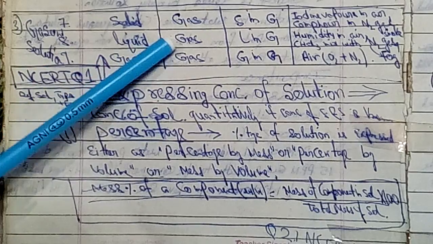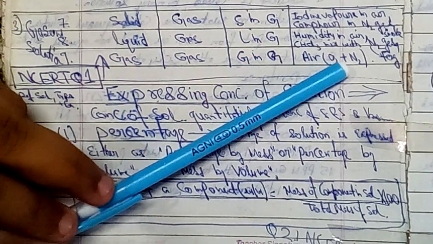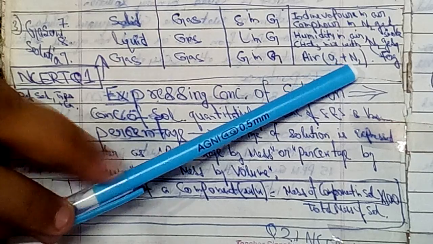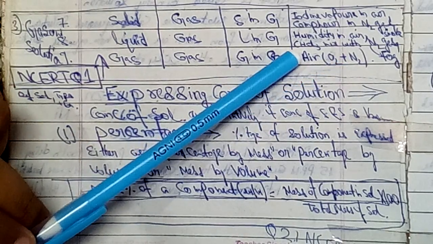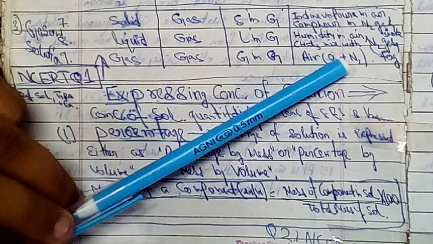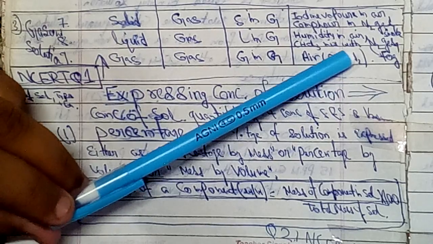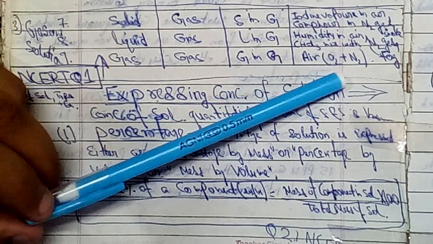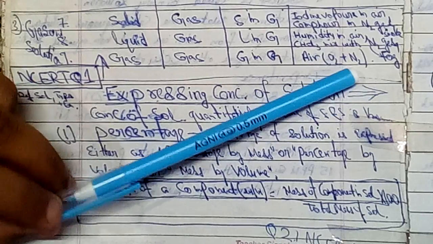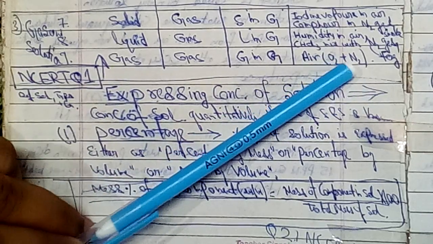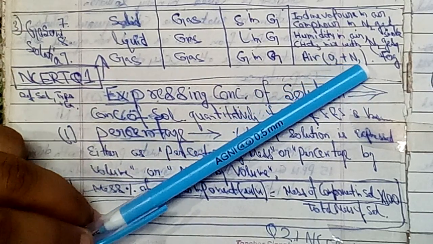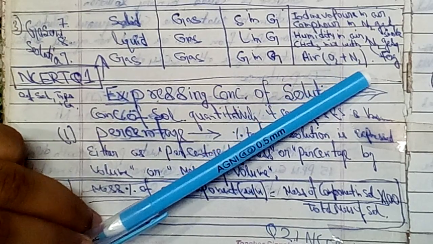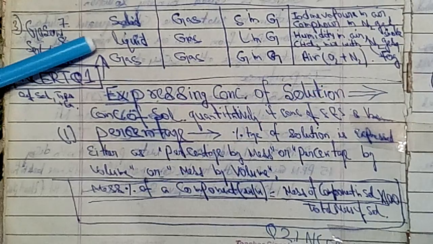Second is liquid in gas. So the example is humidity in air, moisture in air. Moisture is liquid, air is gas. So gas is solvent. Chloroform mixed with nitrogen gas, or even fog can be an example of liquid in gas. In fog, a liquid portion is present in gas. So gas is solvent, liquid is solute.